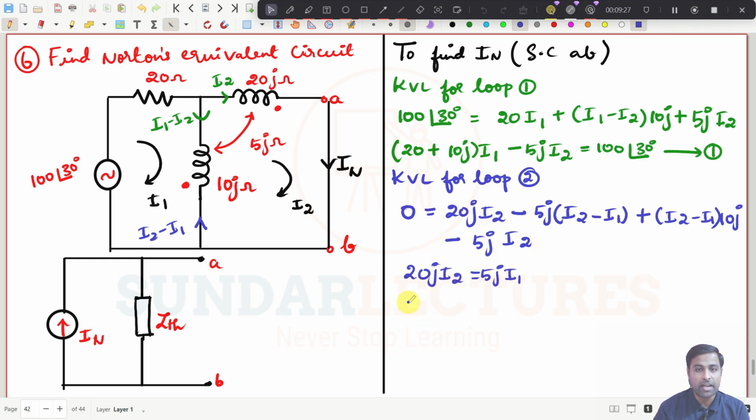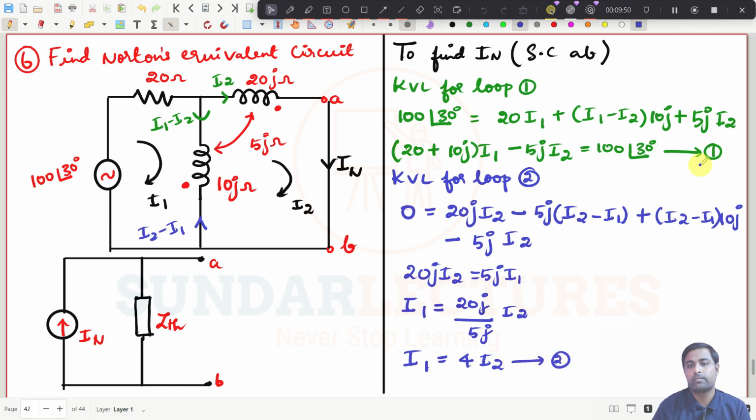So I can straight away write the value of I1, right? I1 can be written as 20j divided by 5j into I2. This j and this j will be cancelled out, and simply you can write I1 is equal to 4 times I2. This is equation number 2, right? So now you simply substitute this equation 2 in 1. Put I1 instead of this value, right?